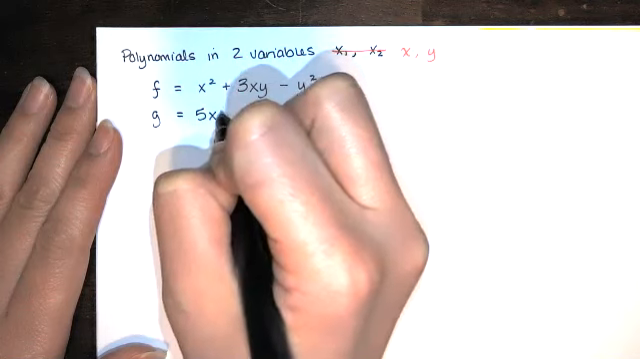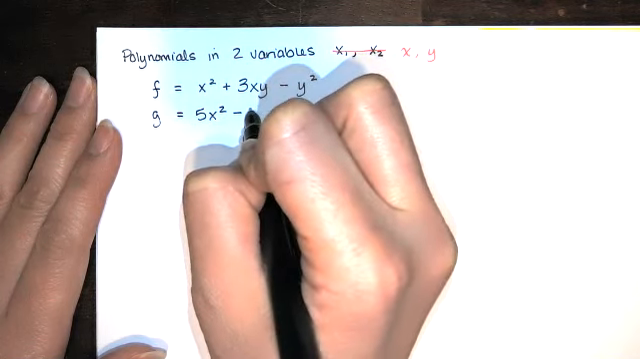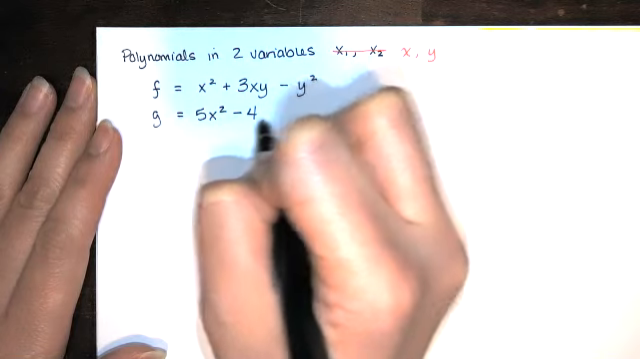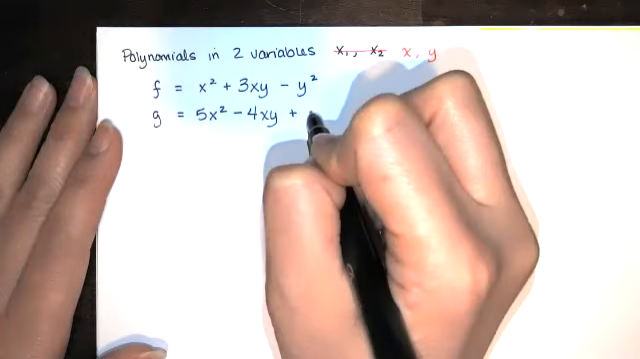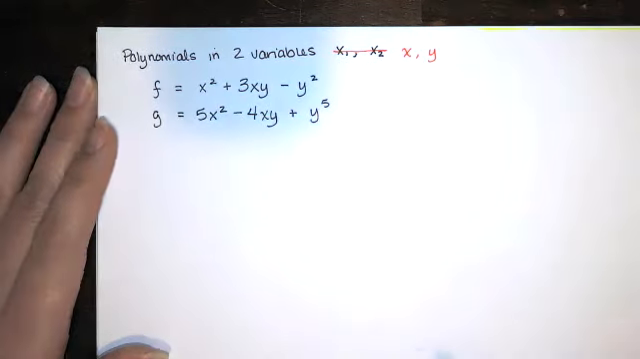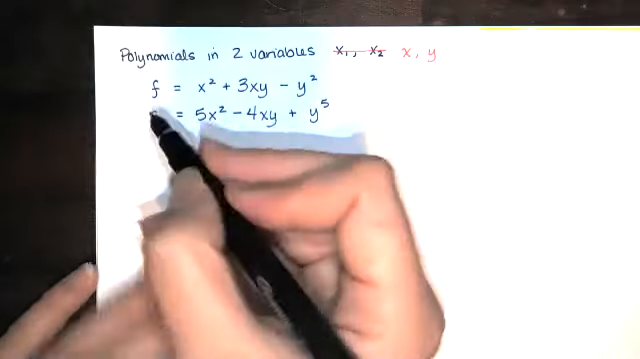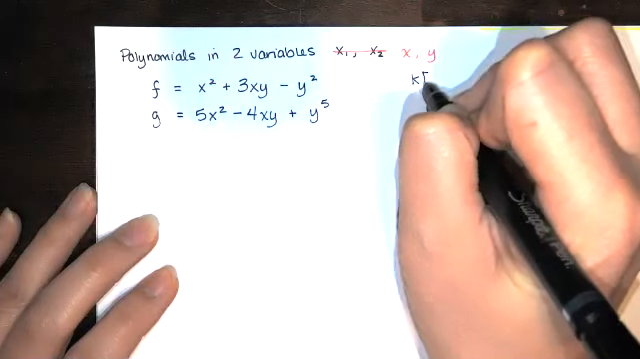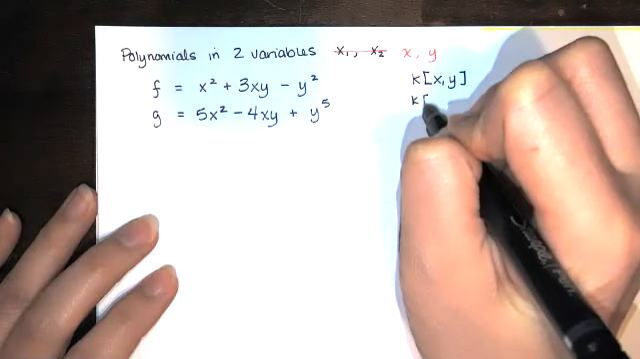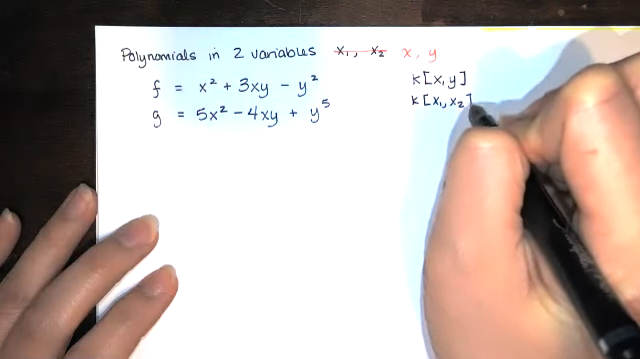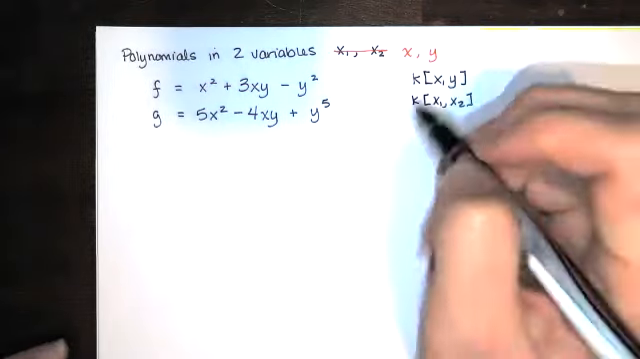5x squared minus 4xy plus y to the 5th. Also a polynomial in two variables. The set of all polynomials in two variables with coefficients in k is denoted this way. You could denote it this way with x sub 1 and x sub 2 being the variables, but normally when we're talking about two variables, we won't do this.